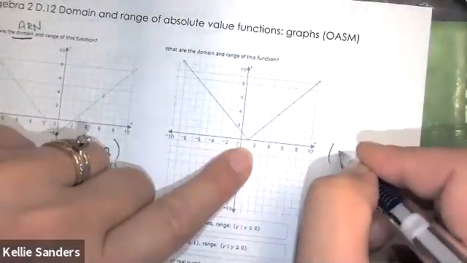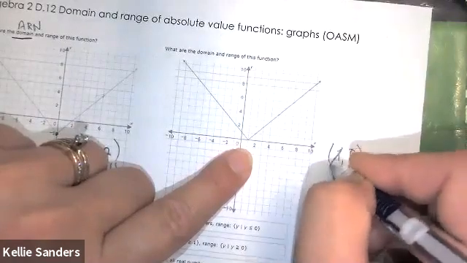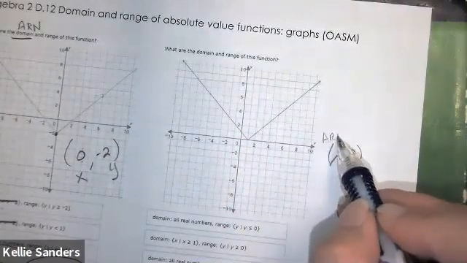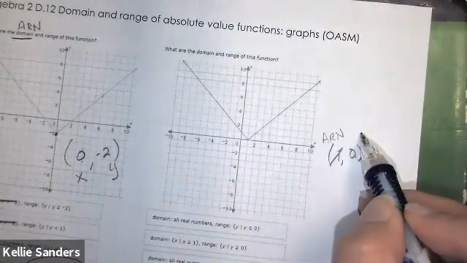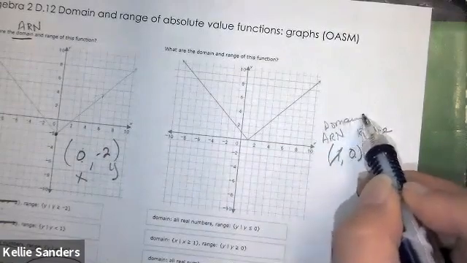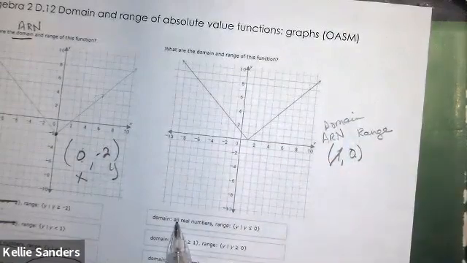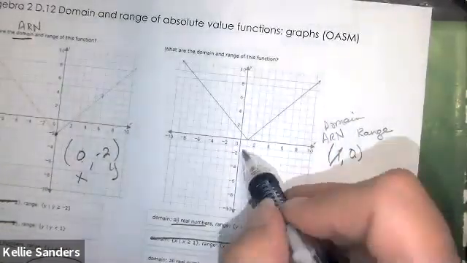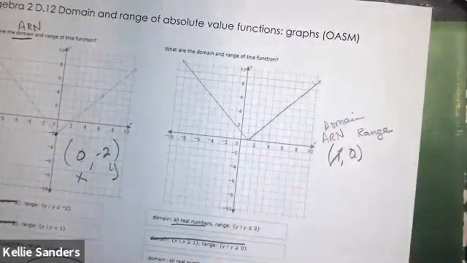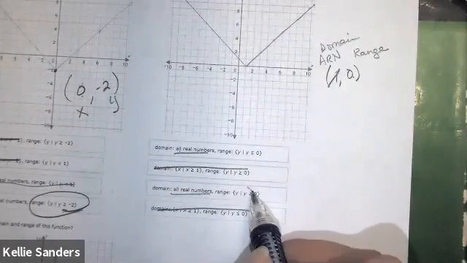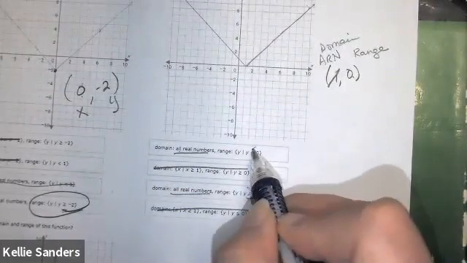The vertex on this one is 1, 0. I really don't care what the 1 is. I'm just looking at the 0. This is all real numbers for the domain, and this is your range. So all real numbers, nope. All real numbers, nope. It's going up. If it's going up, then we're going to have this arrow, not this arrow. This arrow means that it's going down.